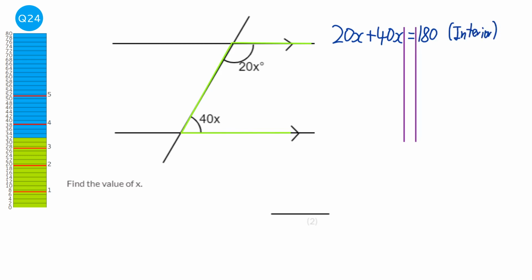So here I'm going to be solving this algebra. I'm just getting my tramlines in. 20x plus 40x is 60x, equals 180. And we're going to divide both sides by 60 to get x on its own. So we can solve it. And we've got x equals 3. So the value of x will be 3.